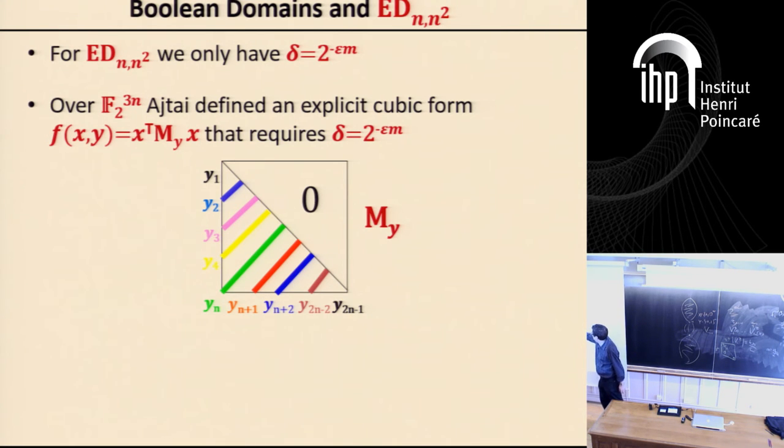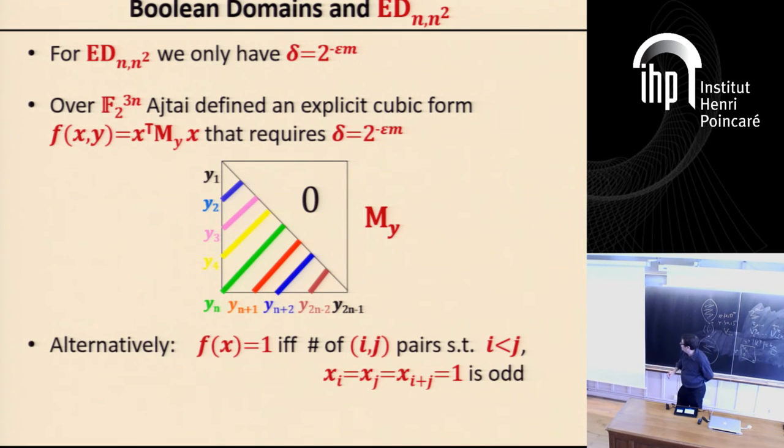It's a Hankel-type matrix, except you zero out the part above the diagonal. Or alternatively, it's the same function, a Boolean function, which gives the number of pairs i, j, such that i is less than j, x_i, x_j, and x_{i+j} are 1, is odd.